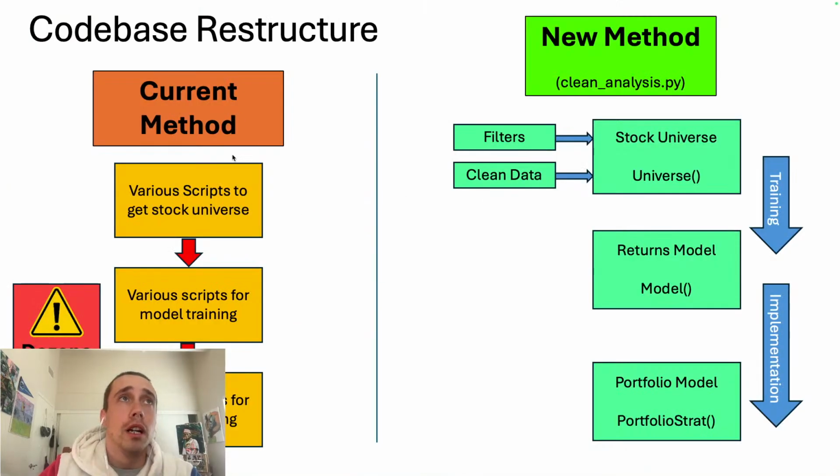So here on the left side is what my current code looks like. So there are a bunch of scripts to get the stock universe, a bunch of scripts to train the model, and a bunch of scripts for the portfolio method. Basically this ends up at dozens of files. It's really inefficient, and every time I want to try something new, I either need to overwrite a file or add a new one. And so I'm already at dozens of files in the repository.